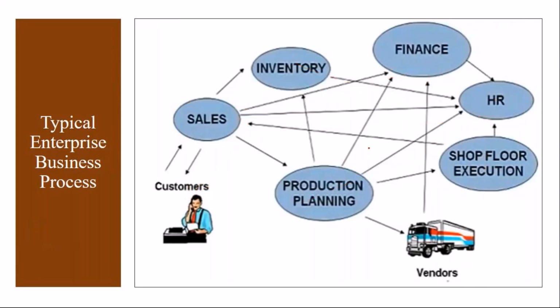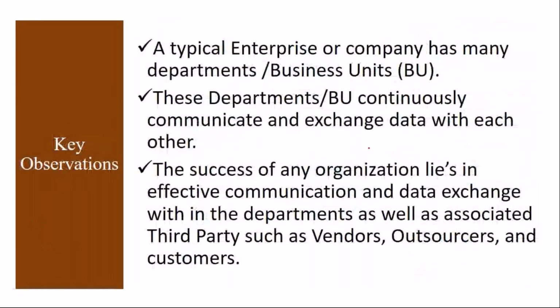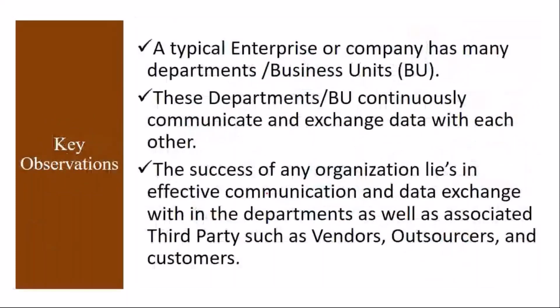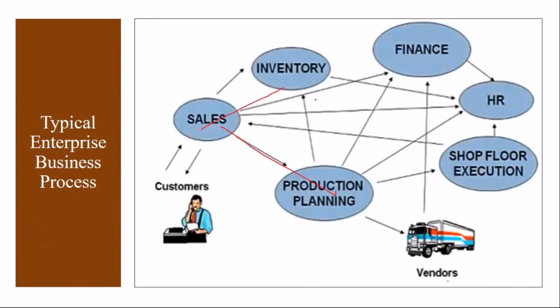From this typical business process, the key observations are that a typical enterprise or company has many departments or business units. Here you have many departments like the sales department, inventory department, planning department, manufacturing department, HR department, and finance department. These departments or business units continuously communicate and exchange data with each other. That's what we just discussed, how they communicate with each other and for what activity.